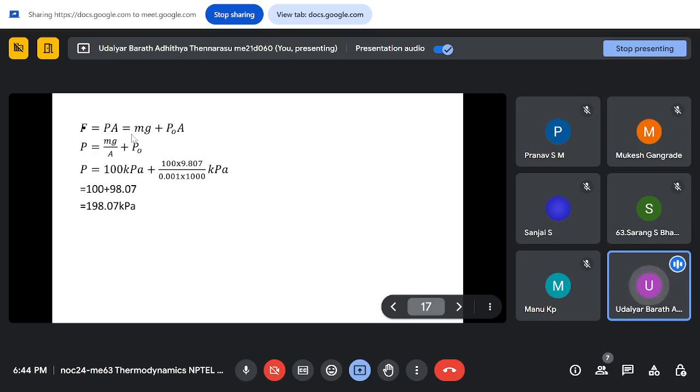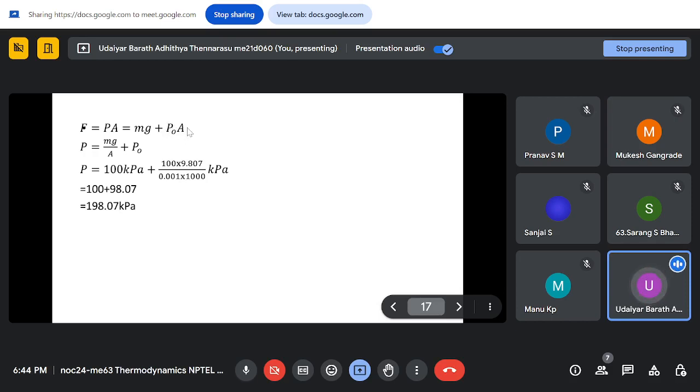Similarly, on the other side, what is exerting on the water is mg. mg is the mass of the piston, or the weight of the piston, which is acting on the water. So mass into acceleration due to gravity, mg, plus you have P naught into A. P naught is the atmospheric pressure, and the area is the same, either from the bottom or the top. So the area of the piston into the atmospheric pressure will exert a force on the piston, P naught A.